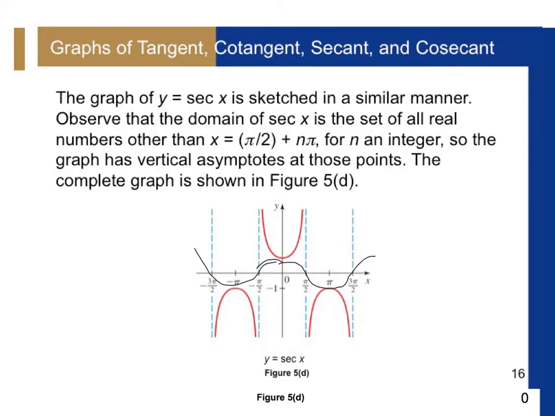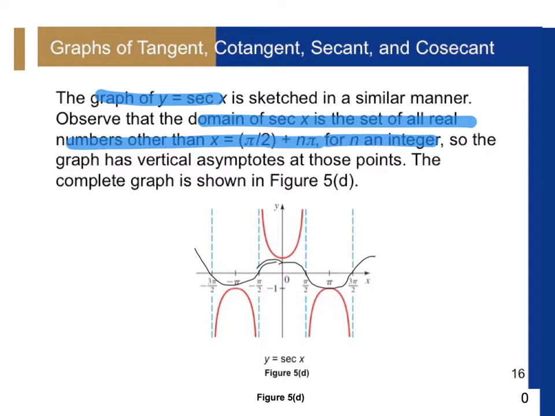So the graph of y equals secant of x has a domain of all real numbers other than x equals pi over 2 plus n pi, for n an integer, which is where it has vertical asymptotes, because that's where cosine is 0, and we can't divide by 0. So think about wherever cosine is 0, we're going to exclude that from our domain of secant, because it's the reciprocal of cosine.